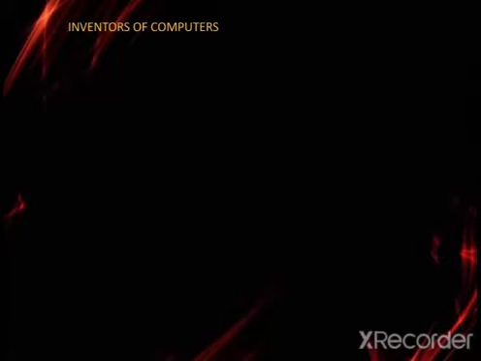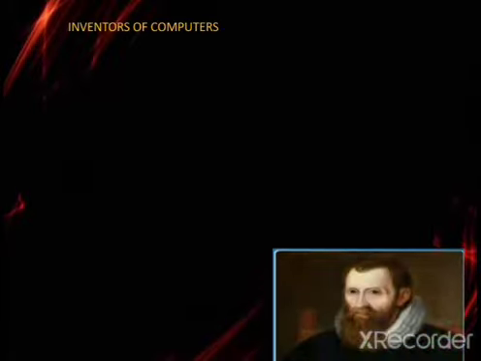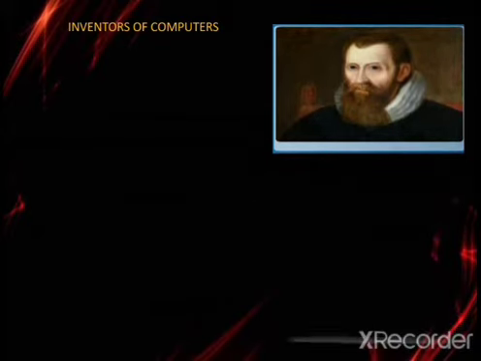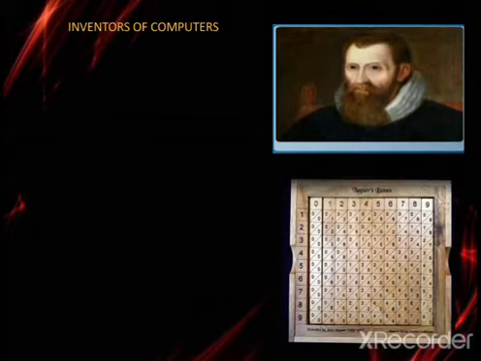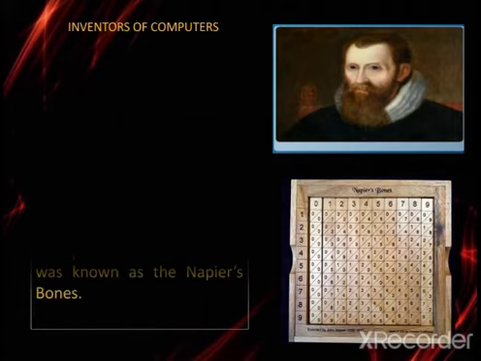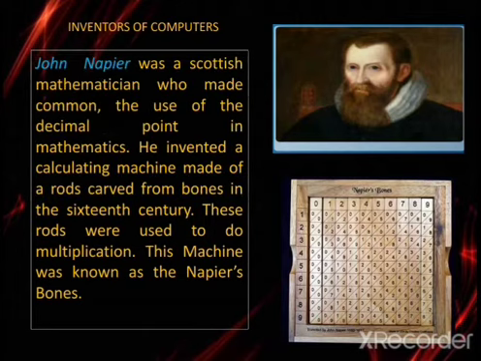Inventors of computers. Before we go further, we should learn about the persons who made the important contributions in the development of computers. Some of them are as follows. John Napier was a Scottish mathematician who made common the use of a decimal point in mathematics. He invented a calculating machine made up of a set of rods carved from bones in the 16th century. These rods were used to do multiplication, and this machine was known as the Napier bones.